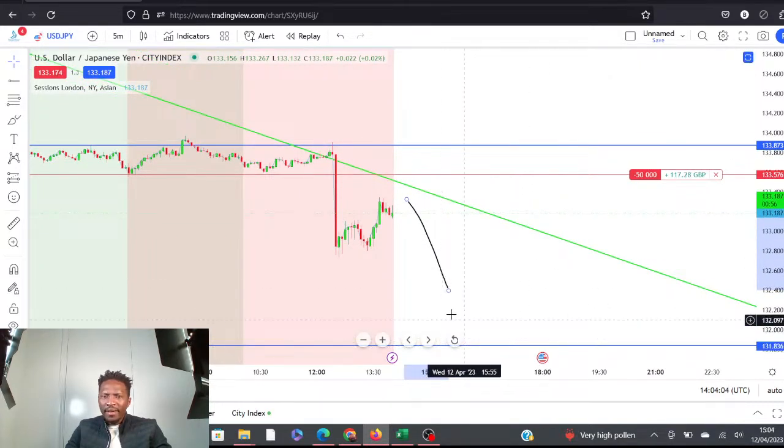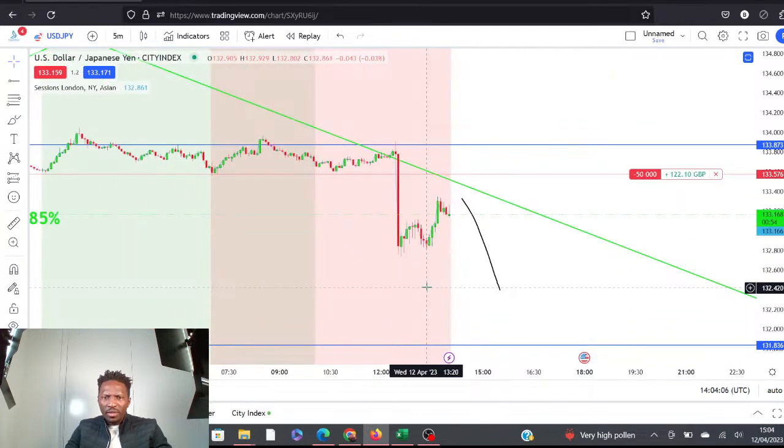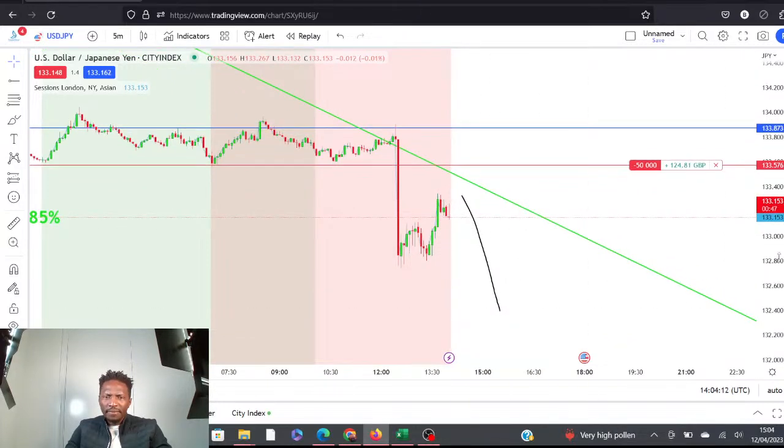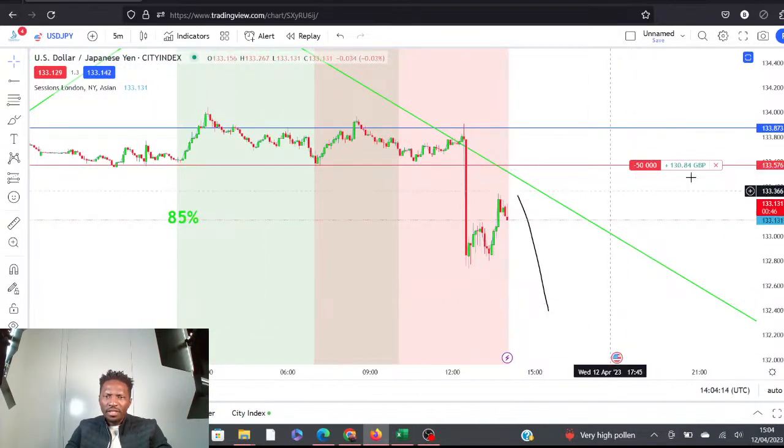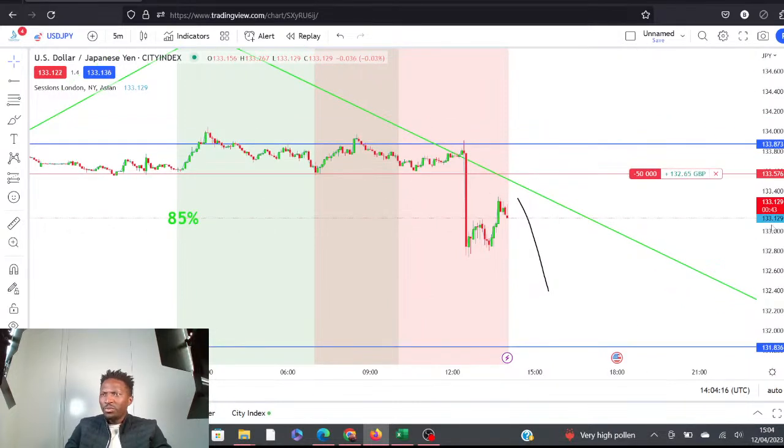I don't think we're going to get there, so it's going to be up to me when I decide to close my position. But this move is coming, guys, because I predicted this move 2 days ago. For those of you who were with me in my live stream, was it yesterday morning? Yeah.